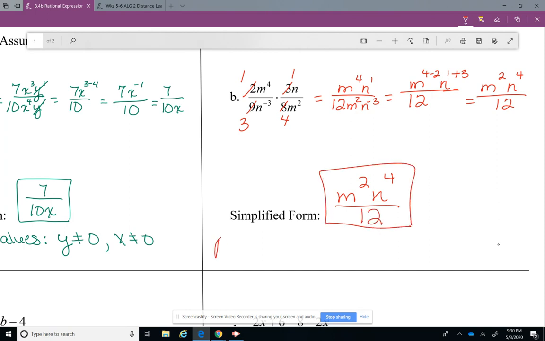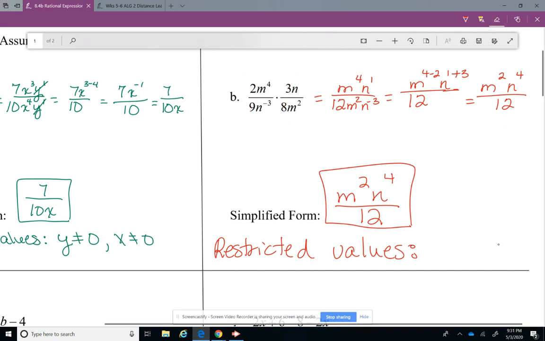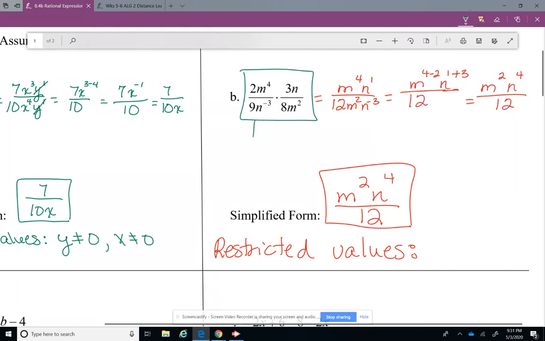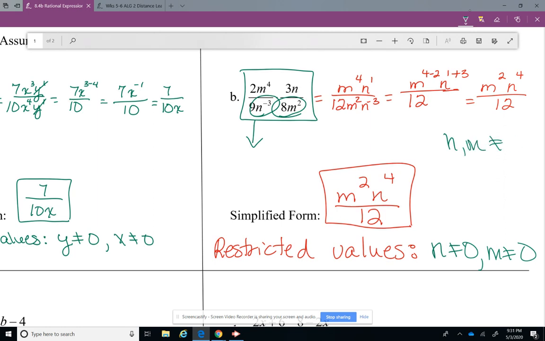Now this time you notice that I didn't do the restricted values first. Well, it doesn't matter, as long as you know that you have to go back to the original problem to figure out your restricted values. So n, if you set that equal to 0, n cannot be 0. And if you set this equal to 0, m cannot be 0. So you see that happens a lot of the time. And you could put n comma m cannot be 0 if you wanted to. Okay? All right, let's go to C.